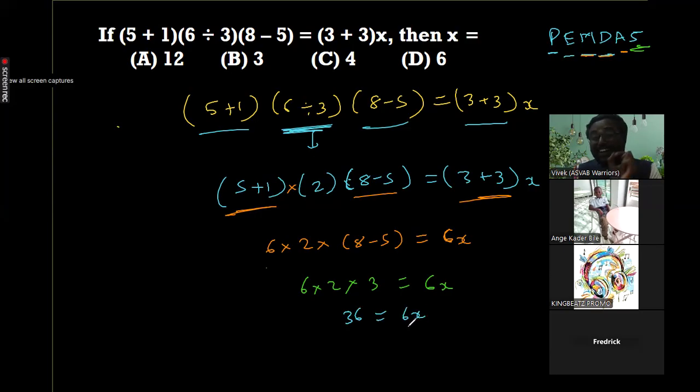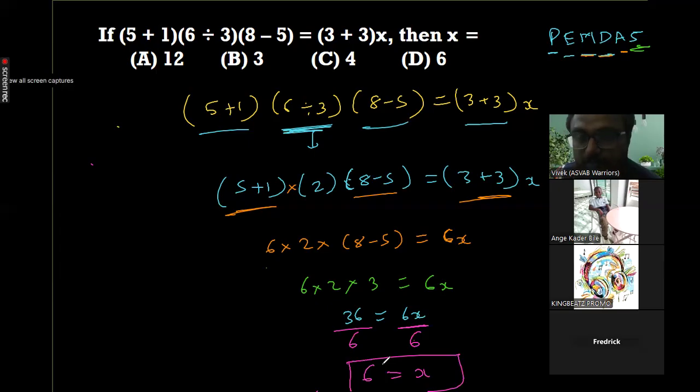Now we need to get rid of that particular 6. That 6 is in multiplication with x. So what is the inverse of multiplication? Division. So in order to get rid of this 6, I will divide both the sides by 6. 6 divided by 6 is 1. So x equals to 36 divided by 6, which is nothing but 6. I hope you guys understood this.